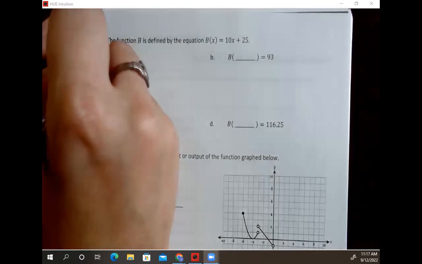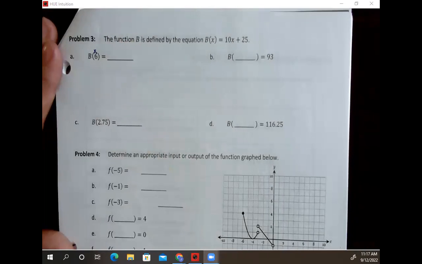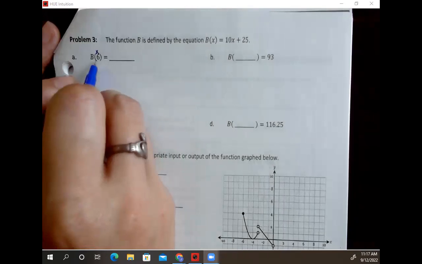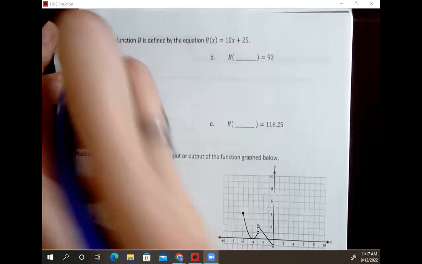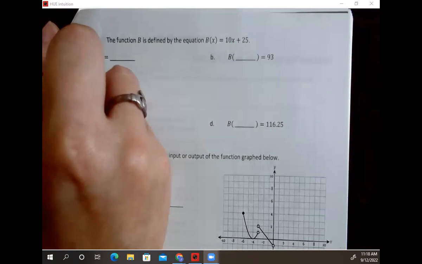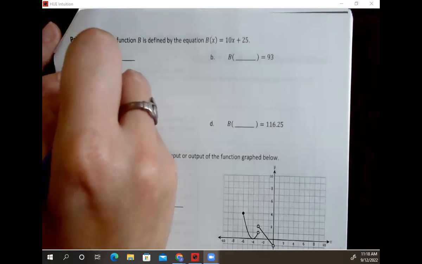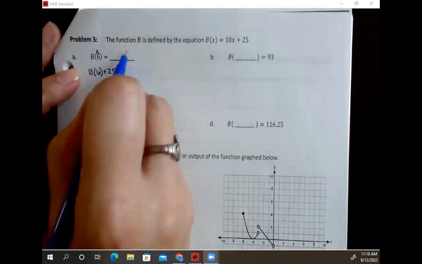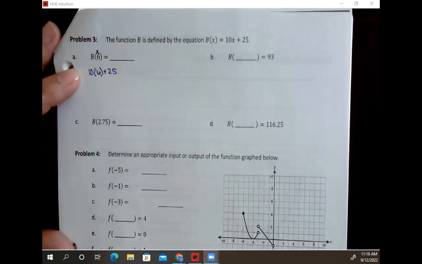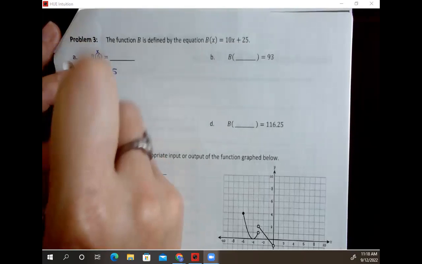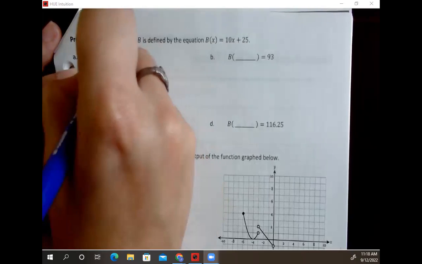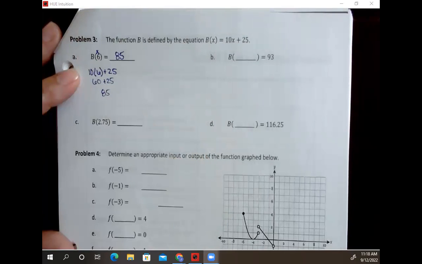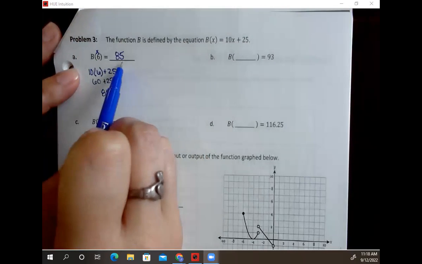So instead of x, I have 6 here. That means I'm plugging in x equals 6. So for A, this is telling me plug in 6 where you see an x in your function. So this would be 10 times 6 plus 25, and then tell me what the output is. So let's simplify this now. Remember to use order of operations. So 10 times 6 is 60, plus 25 would give us 85. So my output would be 85. I knew the input, I found the output.